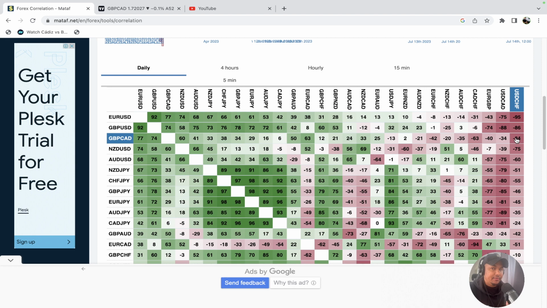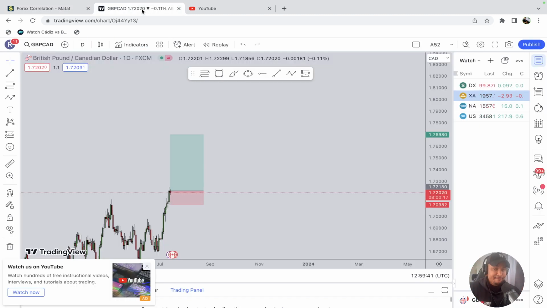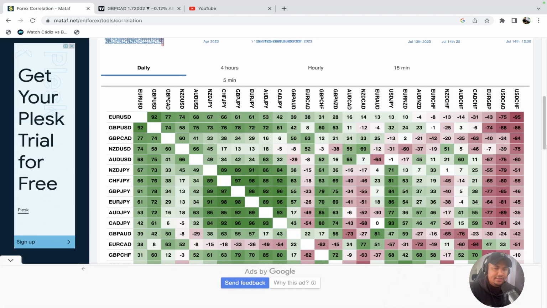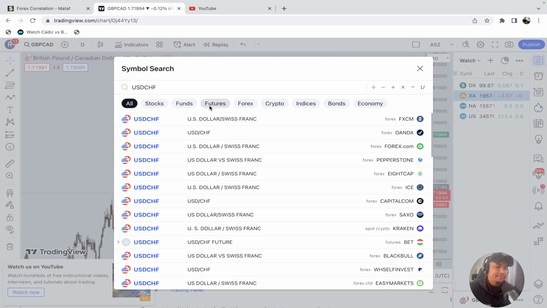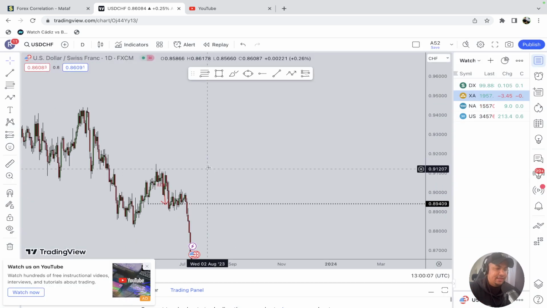Now it's your job to come here and go, okay, but USD CHF has an 84 correlation. Now USD CHF should be going down. If it's not going down, then I'll be lying. So we know that here we've got an 84 negative correlation from USD CHF. So he's saying that we're supposed to buy USD CHF. Let's go and see if we should buy USD CHF here as well.